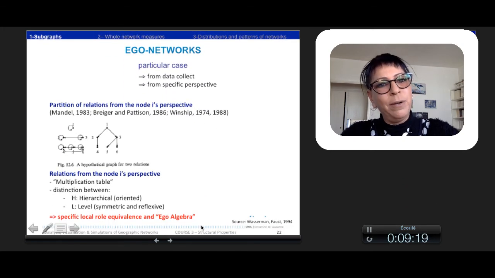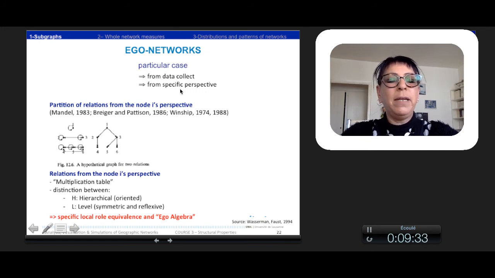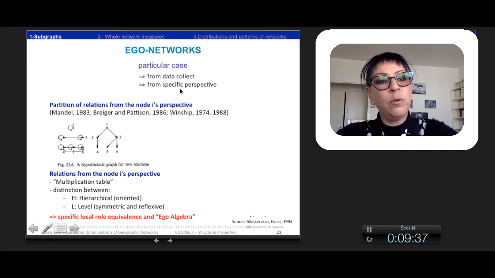Now we take into account a very specific case of ego network. This case comes from data collection and from a specific perspective. There is an entire family of metrics that are developed in this context of one node perspective. It is highly useful for sociologists when they make surveys about people with some specific people in the center of their data. So here we make a partition of relations for the node's eyes perspective. And so from, for example, here from the node 1, we divide the different linkages according to 1.